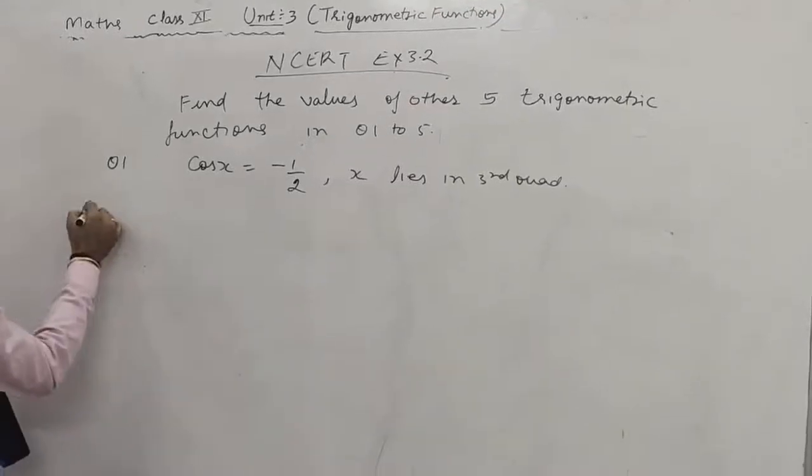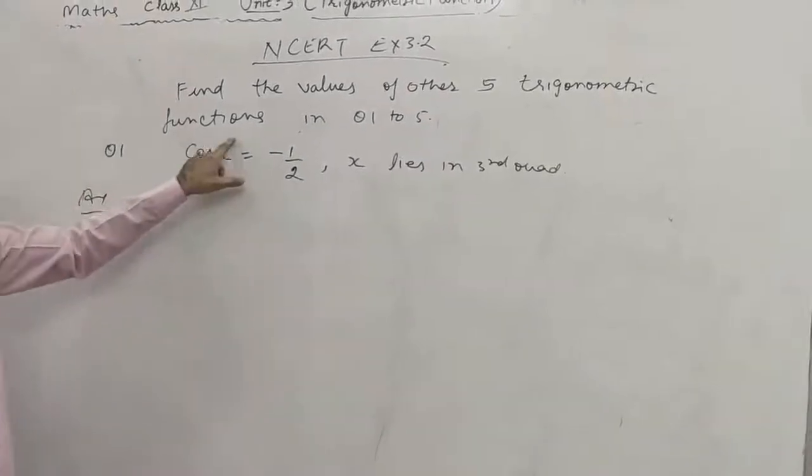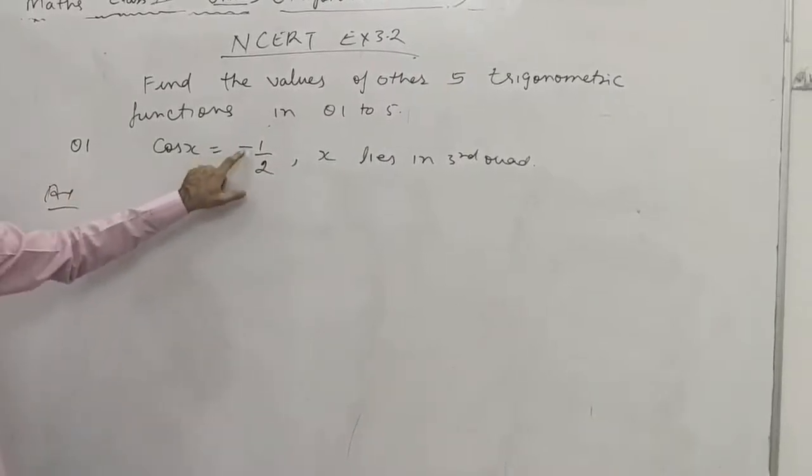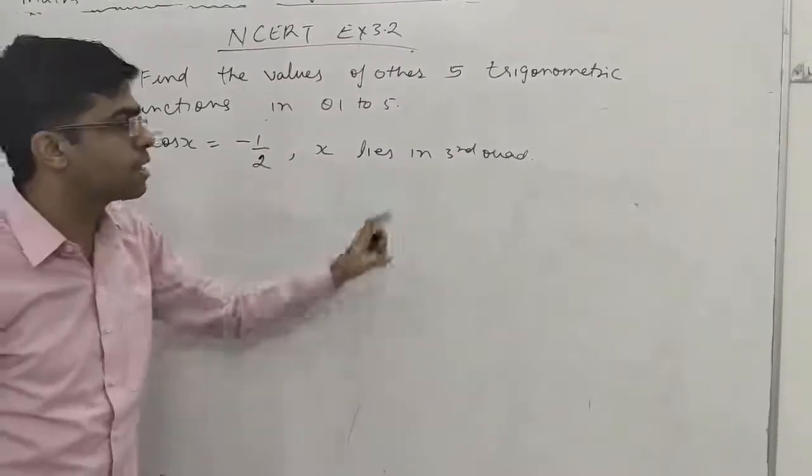So the first question is to find the value of the other 5 trigonometric functions, questions number 1 to 5. For the first question I have taken cos x equals negative half, and x lies in the third quadrant.